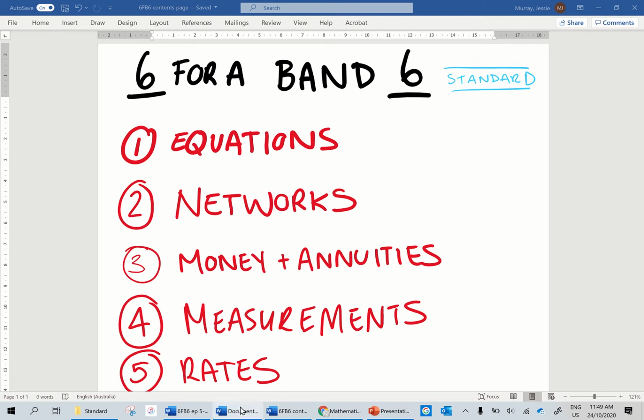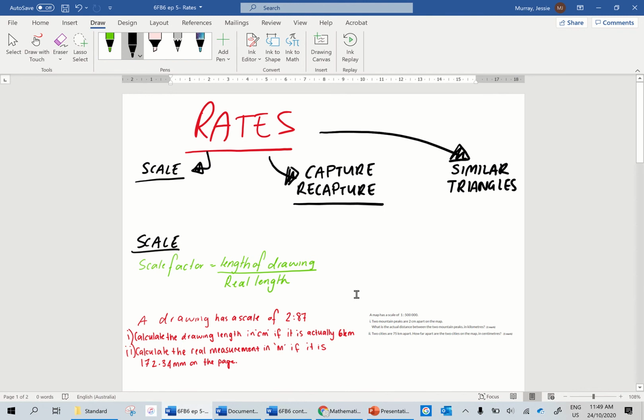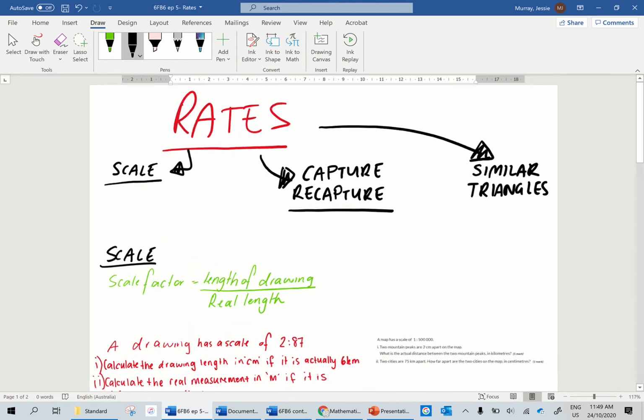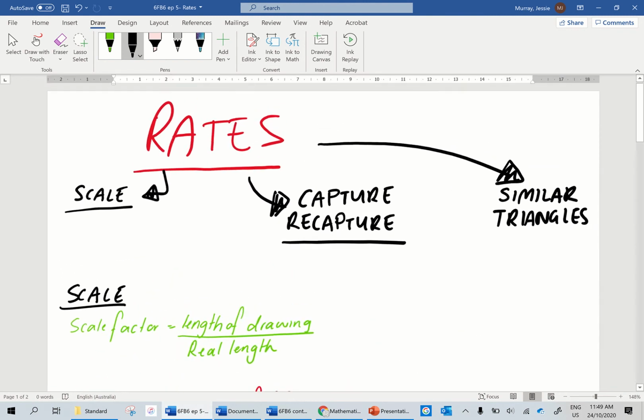Okay, so let's have a look at our rates. I've broken it down into 3 main areas. We've got looking at just scale questions, then capture, recapture, and similar triangles. But what you're actually going to find is these 3 different things all test the same skill. It's being able to apply a rates question. They're just 3 different applications of it. So let's start with scale.